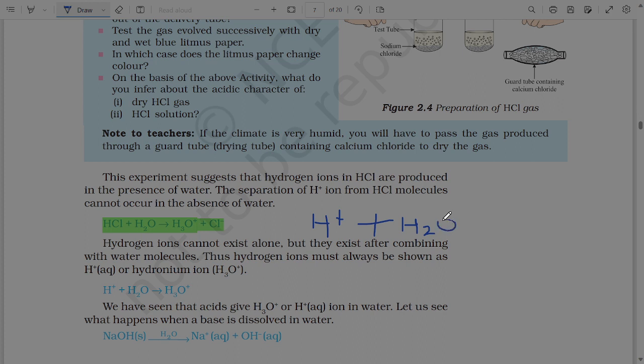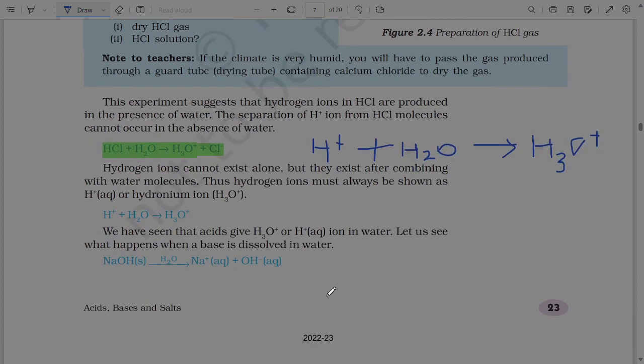H2O to produce H3O plus ion. As H plus ions cannot exist alone, it combines with H2O or water to produce H3O plus ions, or hydronium ions. They are called hydronium ions.